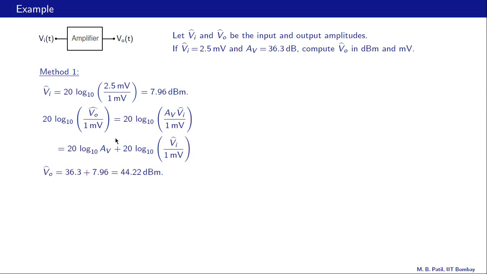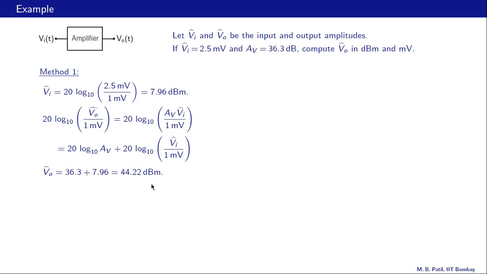And therefore, we can calculate Vo cap now. This number would be Vo cap in dBm. We already have this number given to us, 36.3 dB. This we have computed, that is Vi cap in dBm. So 36.3 plus 7.96, that is 44.22 dBm. So that is Vo cap in the unit of dBm.